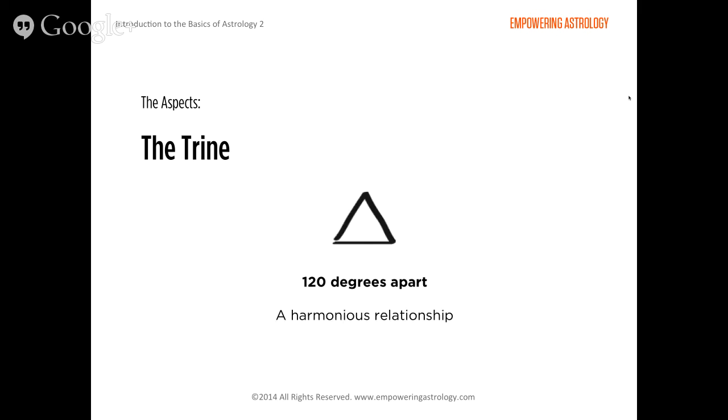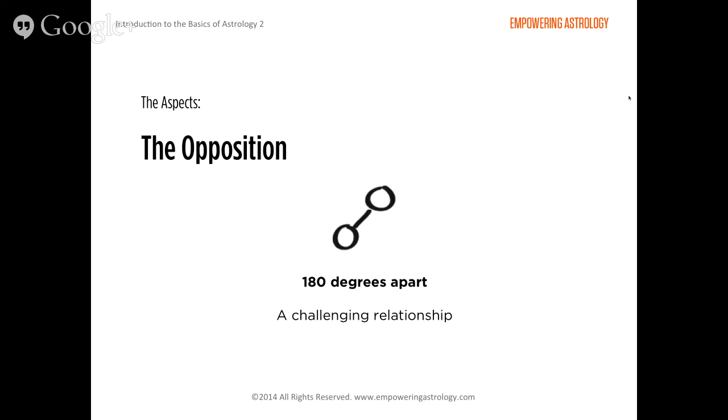So the trine, and that's when two planets are in the same element. It's 120 degrees apart in the circle, and they're forming a harmonious relationship. You know, Leo and Sagittarius, those are signs that are trine to each other. So the opposition, these are when planets are exactly opposing each other.